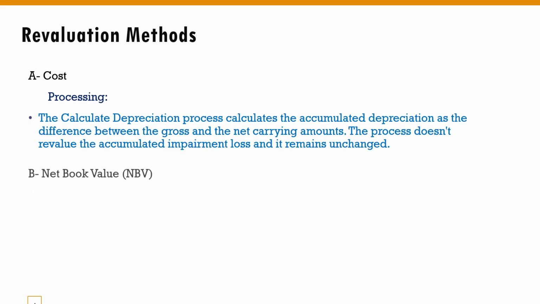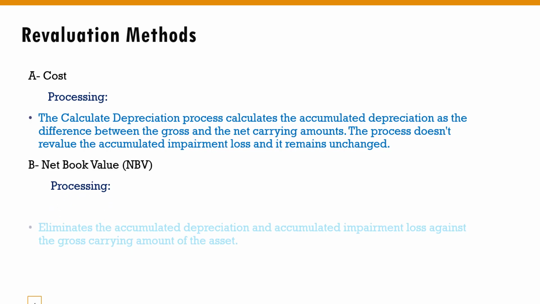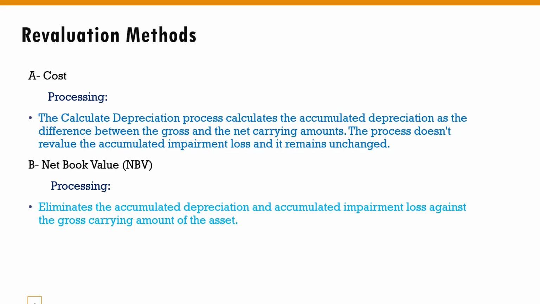The second one is the net book value, or NBV, revaluation method. The processing of this method eliminates the accumulated depreciation and accumulated impairment loss against the gross carrying amount of the asset. These are the two revaluation methods.